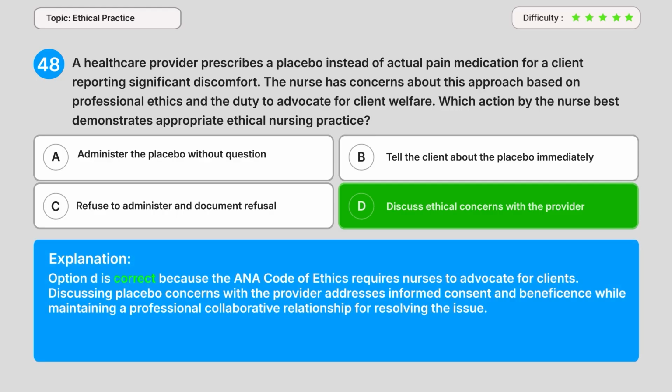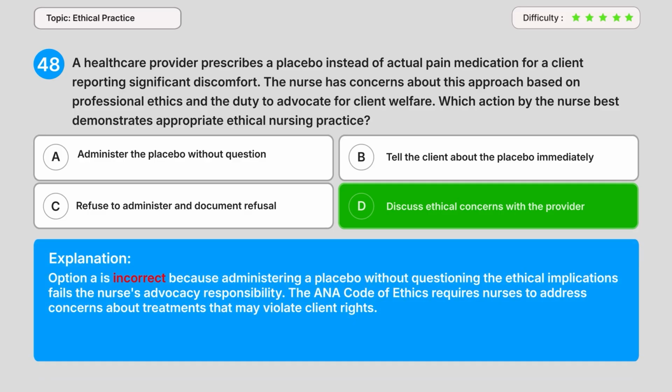Explanation? Option D is correct because the ANA Code of Ethics requires nurses to advocate for clients. Discussing placebo concerns with the provider addresses informed consent and beneficence, while maintaining a professional, collaborative relationship for resolving the issue. Option A is incorrect because administering a placebo without questioning the ethical implications fails the nurse's advocacy responsibility. The ANA Code of Ethics requires nurses to address concerns about treatments that may violate client rights.